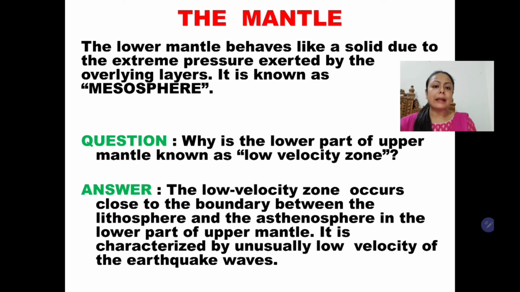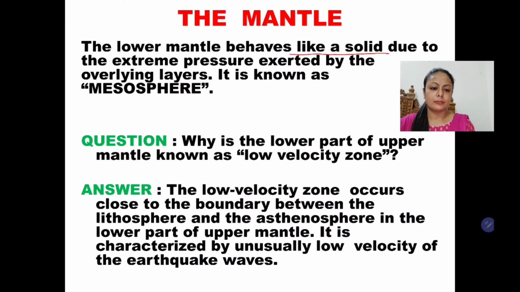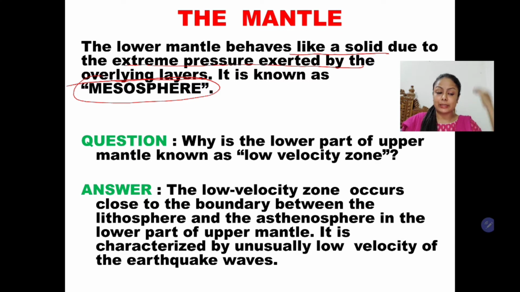So the lower mantle behaves like solid. Children, here this is the lower mantle. This behaves like solid because of the extreme pressure exerted by the overlying layers, and that's why it is known as mesosphere. It is somewhere in between, so it is also known as mesosphere, and it behaves like solid because of the pressure exerted by the overlying layers.